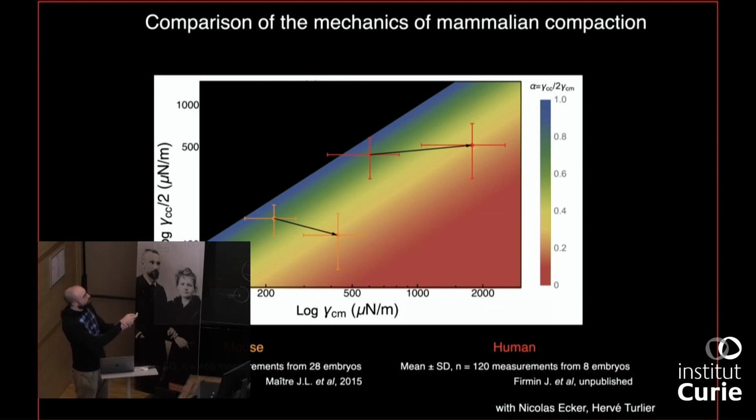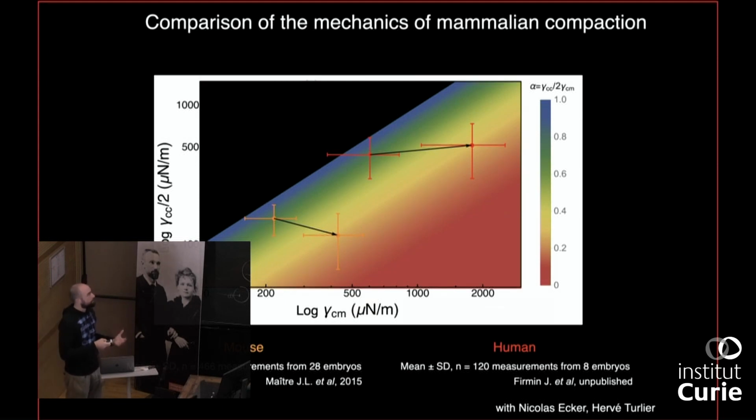So to compact, the embryo has to go from the green area to the orange area. And you see that based on the angle that the embryo is taking, so the human embryo is going all the way to the right, increasing gamma CM, that's how it compacts, and the mouse embryo is decreasing a bit gamma CC.